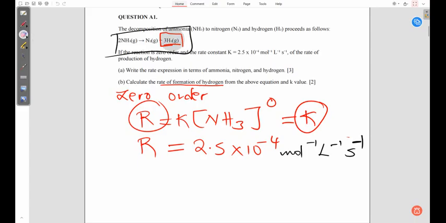Now if we are to relate it to the rate of formation of hydrogen, we have to go back to what we had written in the first part, which was A. We said the rate expression there was what in terms of hydrogen.